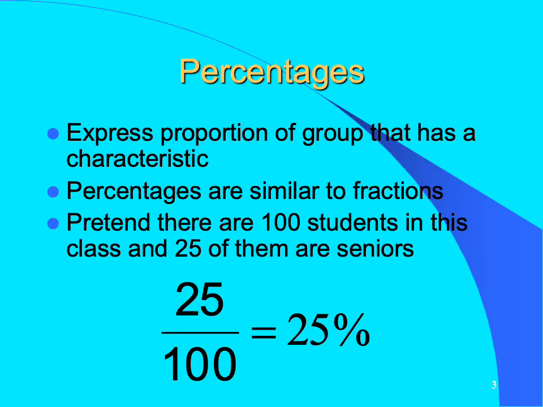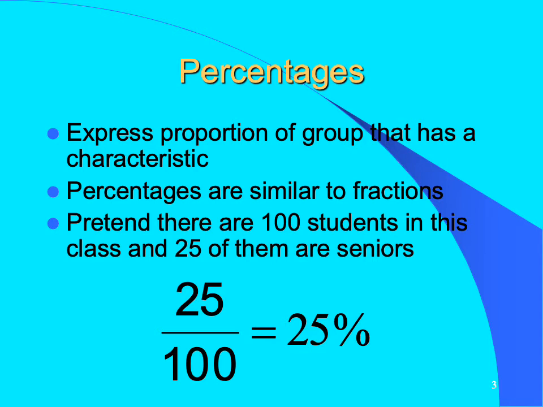Okay, the most basic kind of proportion is a percentage. We can turn it into a fraction. So again, pretend there were 100 students in the class and 25 of them were seniors. Put 25, which is the characteristic you're interested in, on top. Put the total number of the population, which in this case is the class, on bottom. So you have 25 over 100. You divide the top number by the bottom number, you will get 0.25. You multiply that by 100 and you will get a percentage.